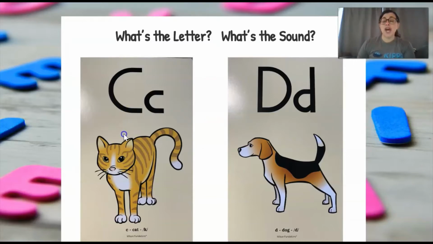Remember, you'll find uppercase letters in names and important words, and most important, at the beginning of a sentence. That helps you know when it's the beginning of a sentence. This is an uppercase C. This is an uppercase D. An uppercase D still makes the D sound. D, dog, D. D, dog, D.